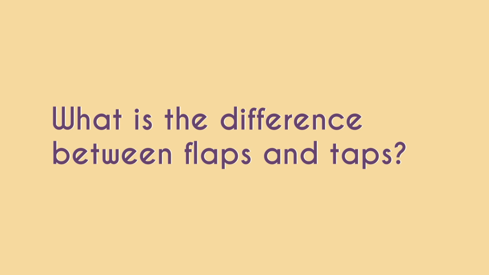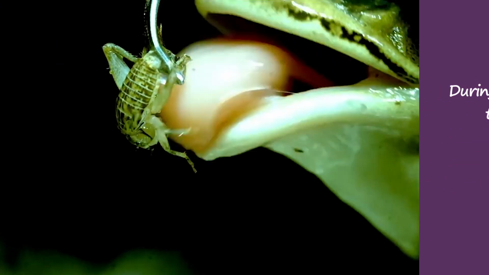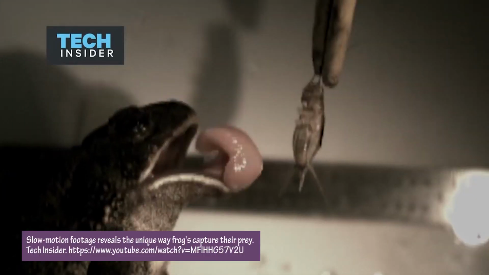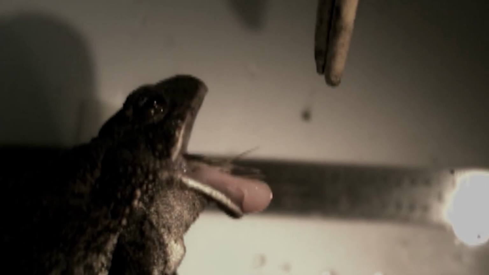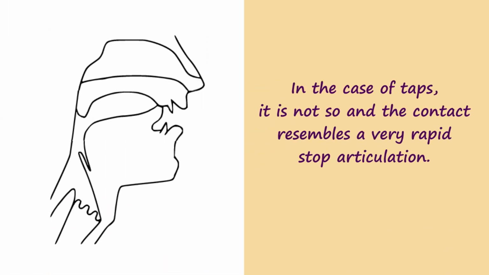And what is the difference between a flap and a tap? The difference is that in the pronunciation of a flap, the active articulator makes a contact with the passive articulator and then retreats or returns to a position of rest. Whenever you want to think of a flap, think of a frog that is eating a bug and then pulls back the tongue to the position of rest. But for a tap, it doesn't have to be the case. You can just tap it and just leave it in the air.